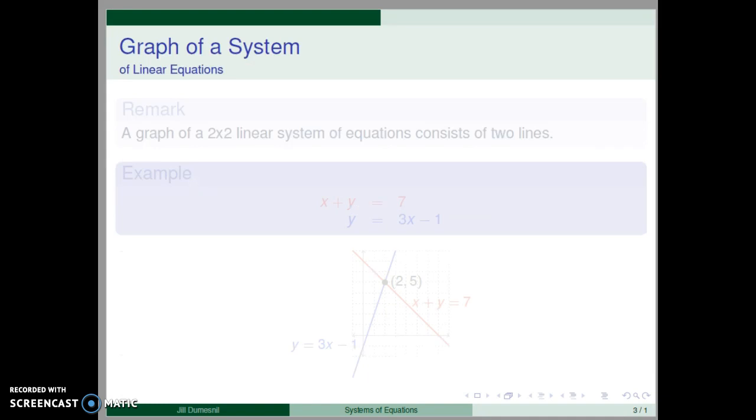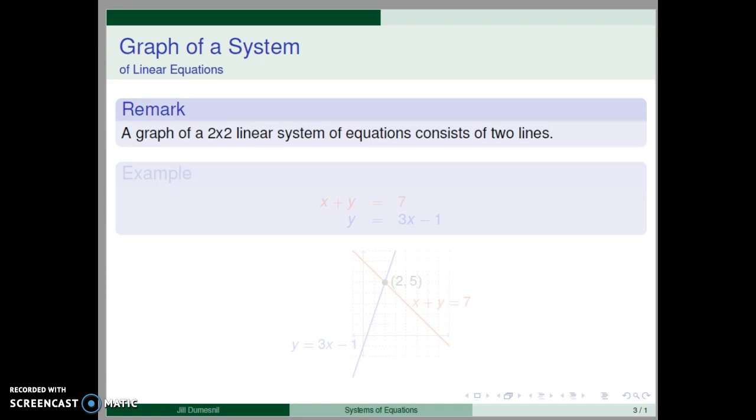Let's consider the graphical interpretation of a linear system of equations and of a solution. The graph of a 2x2 linear system of equations consists of two lines. For example, let's graph the previous system consisting of the equations x + y = 7 and y = 3x - 1. We start with a set of axes and a grid for scale.